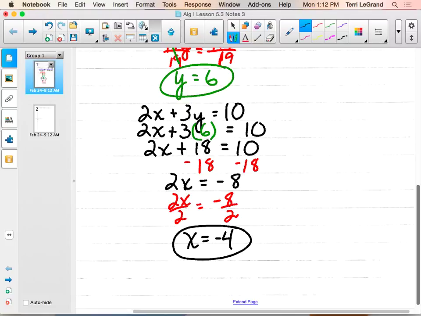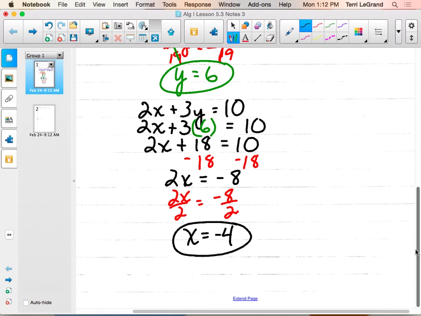I get x equals -4. Anybody else get that? Okay, good. So what are we going to say our solution is? Isaiah? We're going to say our solution is the ordered pair (-4, 6). Okay. Do you have a question too, Isaiah?